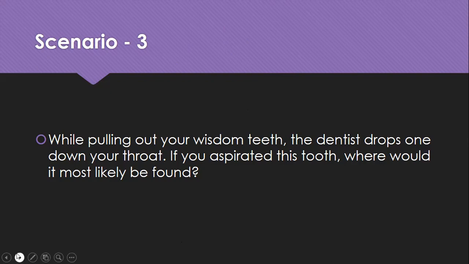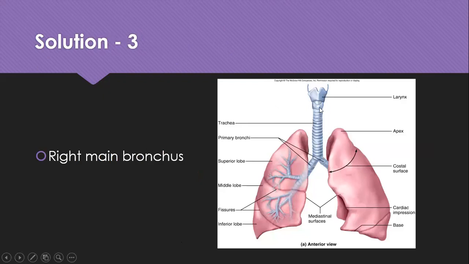Let me tell you why. See, the right bronchus is more vertical in appearance than the left bronchus. The left bronchus is more transverse than the right. This is not the exact anatomy of the lung, but when you look at the exact anatomy, the right bronchus is along the straight line more compared to the left bronchus.